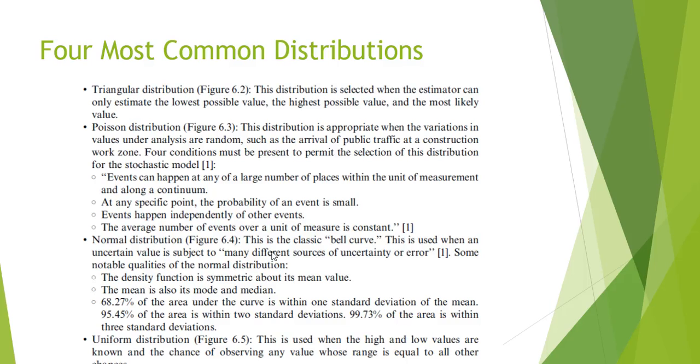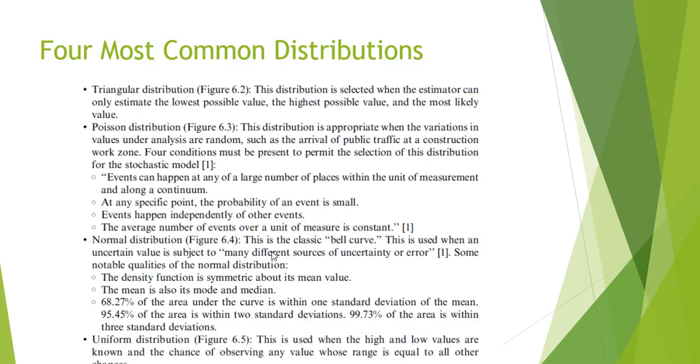At any particular specific point, the probability of an event is small. Events happen independently of other events, that's what we were just mentioning. And the average number of events over a unit of measure is constant. So if you have 100 events every day, you'll have 110 the next day, and 90, and then 100. You have a range. And there are rules, again, for that type of checking. We're not going to go into that. I'll refer you to a couple videos that you can get a little more information on.